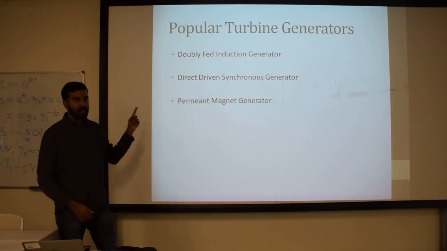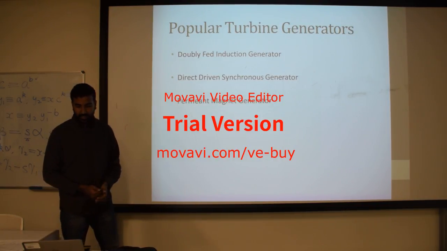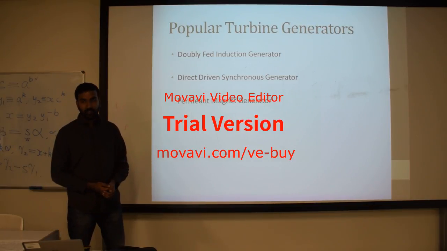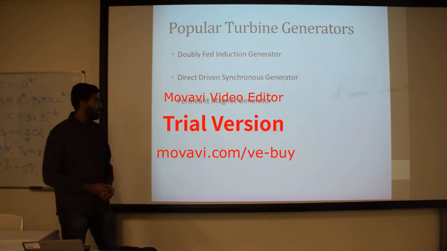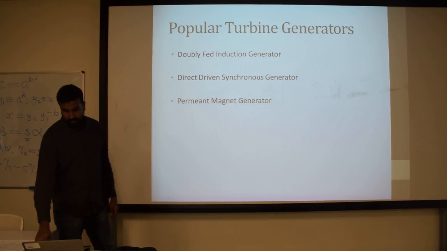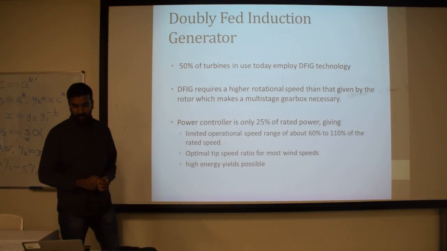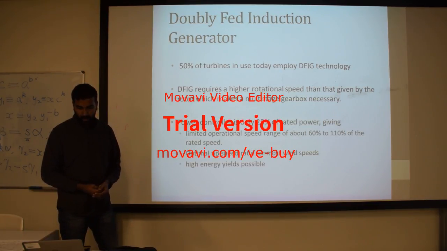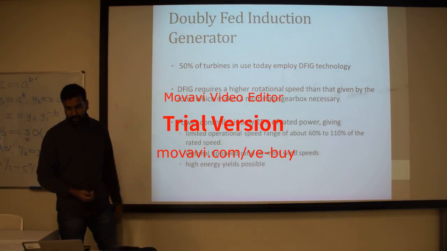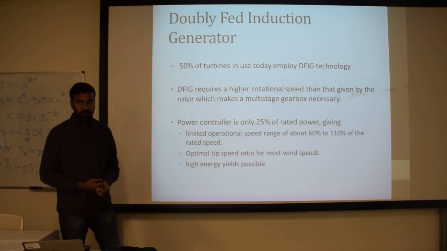Now, there are three popular variable speed turbines. Those are the double fed induction generator, commonly known as DFIGs, the direct driven synchronous generator, and the permanent magnet generator. The double fed induction generator is the most popular, with over 50% of the market share in today's wind farms, and the DFIG requires a gearbox for operation.